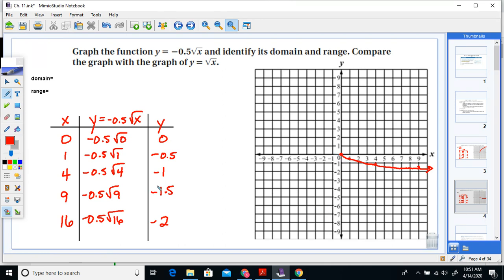That's all right. And then you can tell domain and range again, either looking at the graph or looking at the set of values in the table. Domain is the x values. The smallest was 0, so it's got to be greater than or equal to 0. For the y values, if you notice, they're less than 0. It's below the x-axis over here. So the range here would be y is less than or equal to 0.